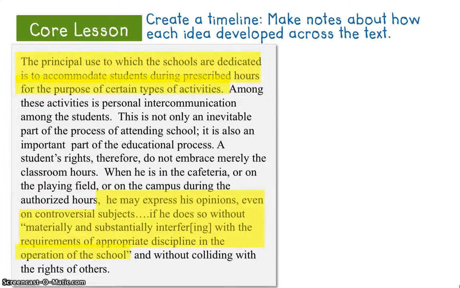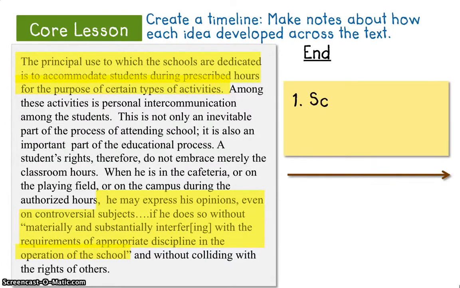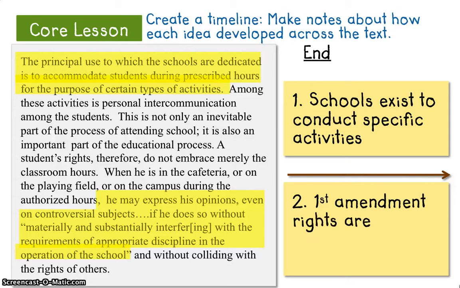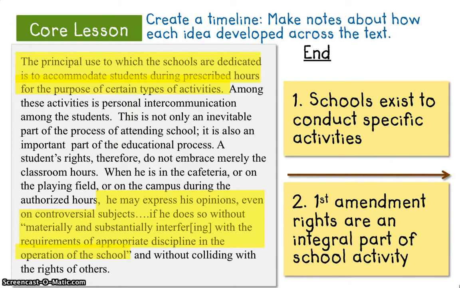In the end of the text, the court acknowledges, okay, first of all, schools exist to conduct specific activities, and they have the right to make sure that those specific activities are happening. However, they don't see any reason why students may not include First Amendment rights as part of the school activities, that First Amendment rights are actually an integral part of school activities that shouldn't interfere with appropriate discipline in the school.